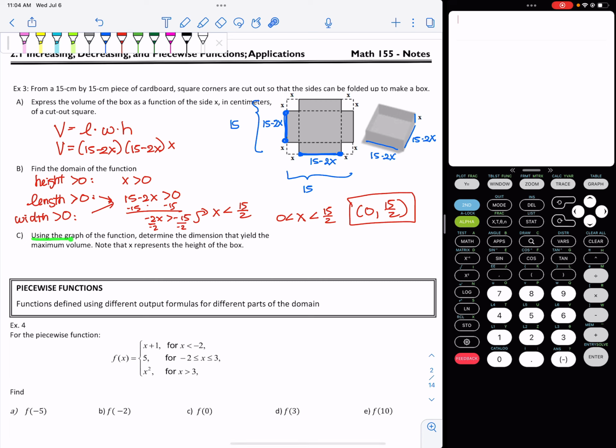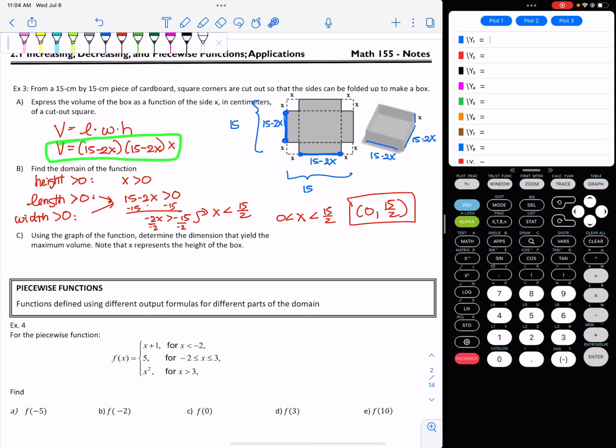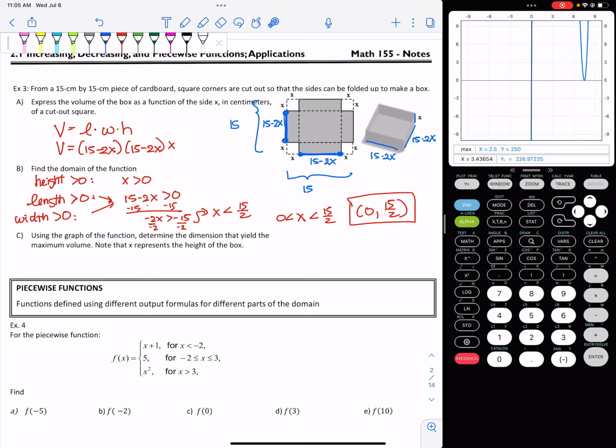Next, we're going to use the graph of a function to determine the dimensions that yield the maximum volume. Know that x represents the height of the box. So in order to do this, we're going to go on the calculator, and then we're going to input the function that represents volume, 15 minus 2x times 15 minus 2x times x, and then press graph.